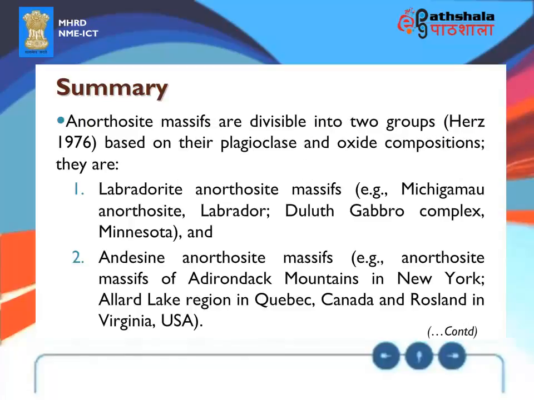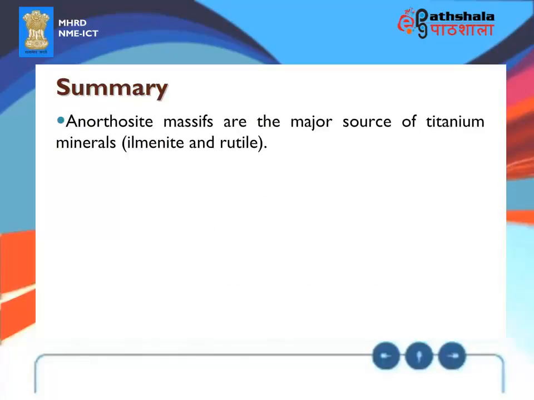Anorthosite massifs are divisible into two groups, according to Hers 1976, based on their plagioclase and oxide compositions. They are labradorite anorthosite massifs, for example, Michigamme anorthosite, Labrador, Duluth Gabbro complex, Minnesota, and andesine anorthosite massifs, for example, anorthosite massifs of Adirondack Mountains in New York, Allard Lake region in Quebec, Canada, and Roseland in Virginia, USA. Anorthosite massifs are the major source of titanium minerals, ilmenite and rutile.